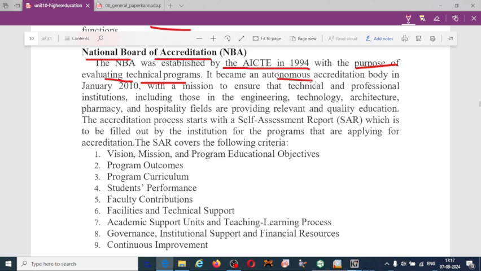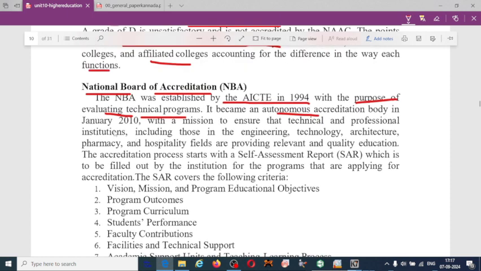It became an autonomous accreditation body in January 2010 with a mission to ensure that technical and professional institutions, including those in the engineering, technology, architecture, pharmacy, and hospitality fields, are provided quality. The accreditation process starts with a self-assessment report, as we call SAR, filled out by the institutions for programs applying for accreditation.